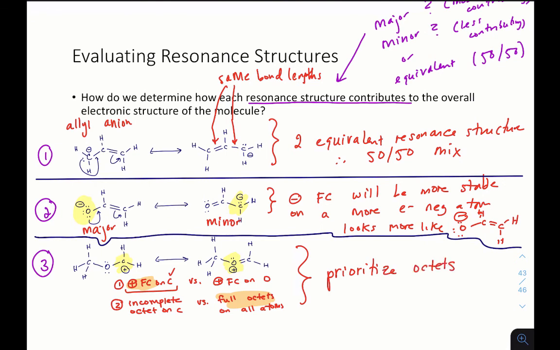So we're going to prioritize octets over formal charge, and we're going to do that because I looked at a lot of data and you get the answers right if you prioritize octets. So this is the major resonance structure because it has full octets on all atoms. Yes, oxygen has a positive formal charge. Turns out octets are more important. And I can explain to you why if you would like. I'd be happy to. You're going to have to send me an email.